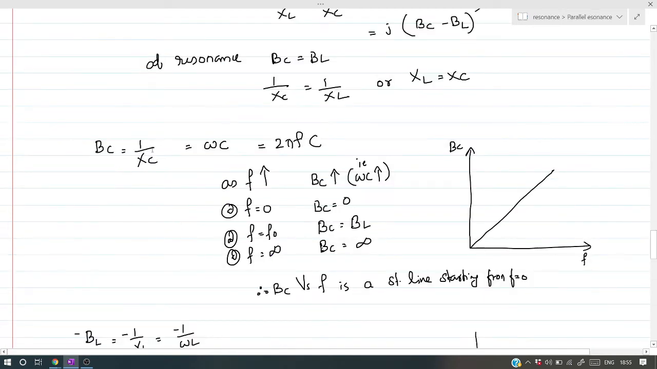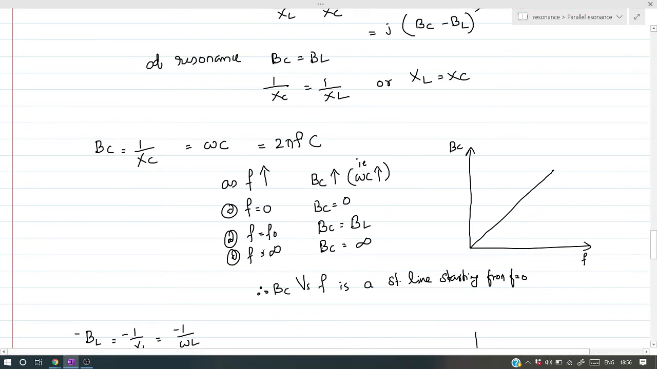We know BC is equal to 1 by XC, which is equal to omega C. As the frequency increases, what happens to this value BC? Let's see that one. BC is equal to 2 pi FC, as omega is equal to 2 pi F. As frequency increases, we can see that BC also increases. When frequency is equal to 0, this value becomes 0. At frequency equal to 0, BC is 0. And when frequency is equal to resonance frequency F0, BC is equal to BL. Both become equal.